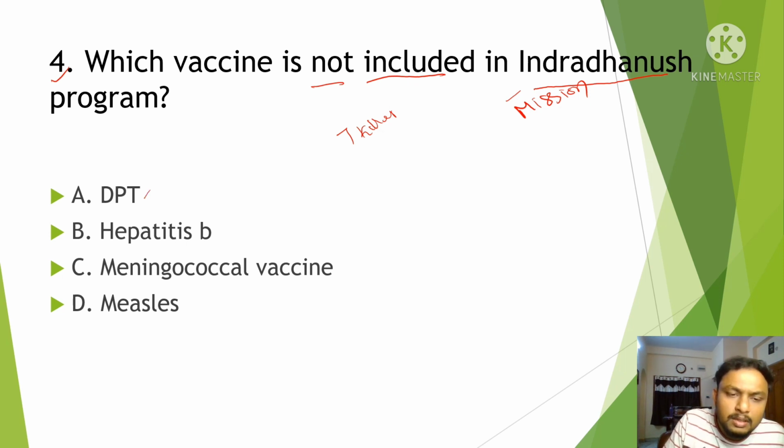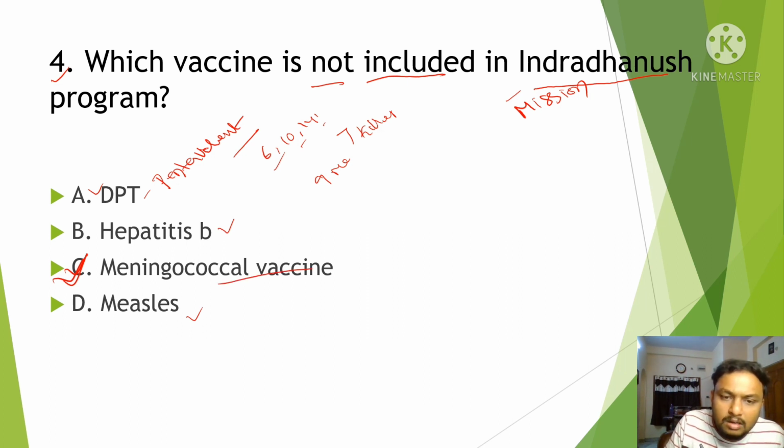In place of DPT, we are now giving pentavalent, so it is covered. We give pentavalent at 6 weeks, 10 weeks and 14 weeks. Hepatitis B we also give, a birth dose and then at 6, 10, 14. Meningococcal is not there, and measles we give at 9 months. So your option is the meningococcal vaccine. The meningococcal vaccine is not covered under the Mission Indradhanush program, so the answer is meningococcal vaccine.